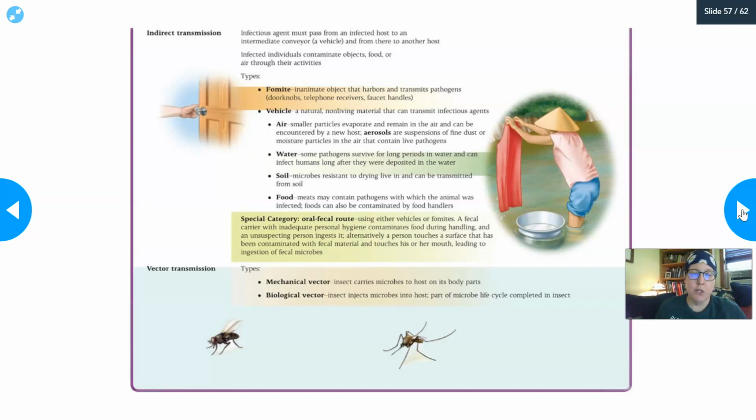And vector transmission then: a mechanical vector would be like the reason we don't like flies. So they land on dog poop and then they go land on your food, right? And the little legs carry the bacteria from the poop to whatever food they land on. Okay, so that would be a mechanical vector. And a biological vector would be like the mosquito bite, where the parasite or the virus is part of the life cycle. It goes inside the mosquito, and then the mosquito bites another host, and it goes into another host.